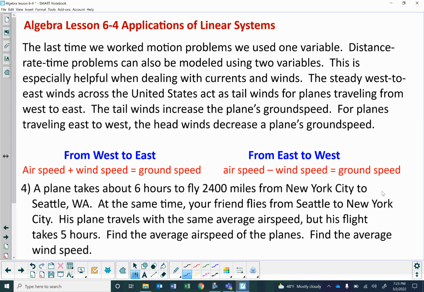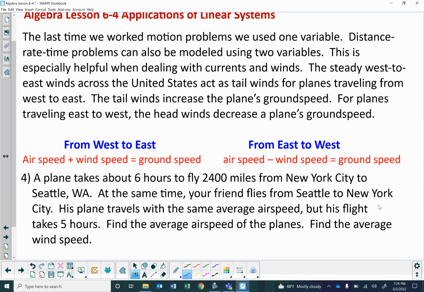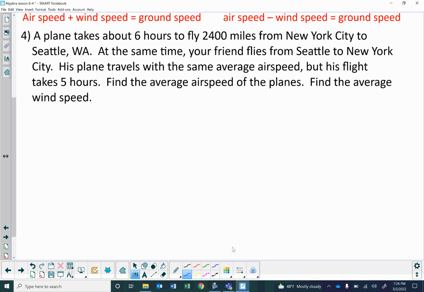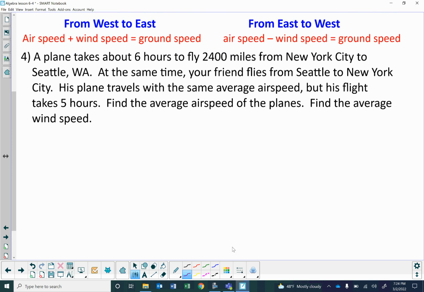Now, when you fly from the east coast to the west coast, that tailwind becomes a headwind, and that decreases your plane's speed. So it's always a little bit slower to fly from the east coast to the west coast. So from west to east, your airspeed plus your wind speed is going to equal your ground speed. And from east to west, your airspeed minus your wind speed is going to equal your ground speed. Okay? Or you just simply know whether or not you're having a headwind or a tailwind.